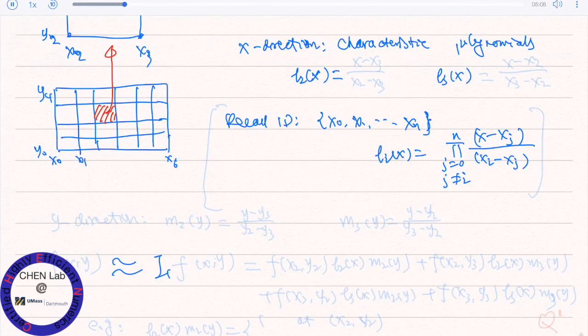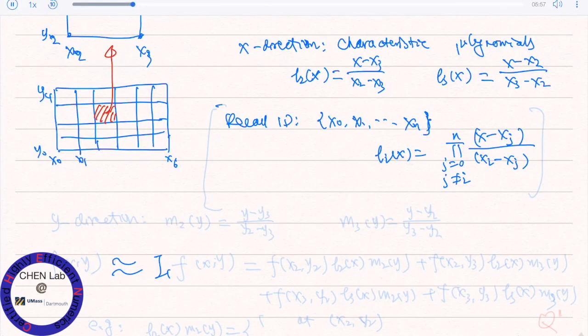So here we have 2 points. In each factor, x minus the point that is not itself. So L2(x) is x minus x3 divided by x2 minus x3, and L3(x) is x minus x2 divided by x3 minus x2. So each is a linear function along the x direction: L2 is equal to 1 at x2 and 0 at x3, and L3 is 1 at x3 and 0 at x2. That's the x direction.